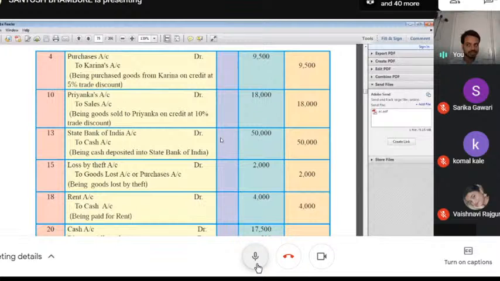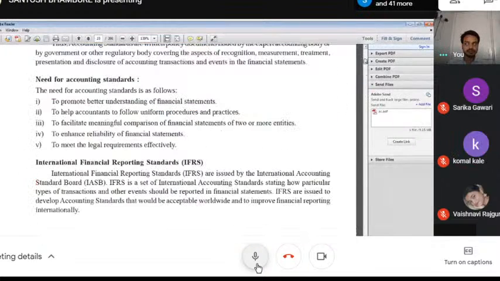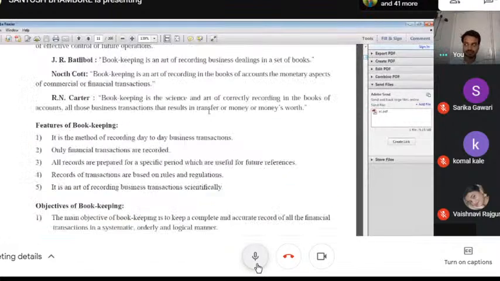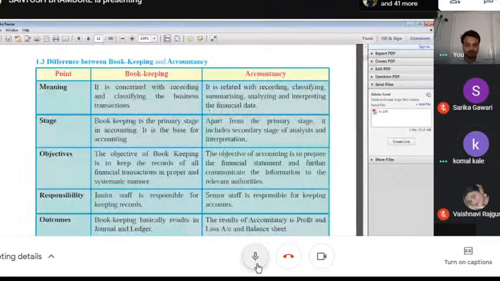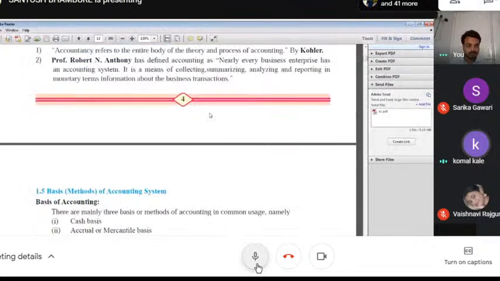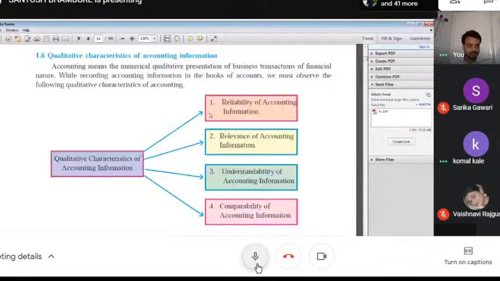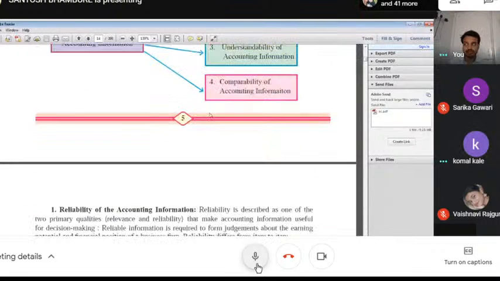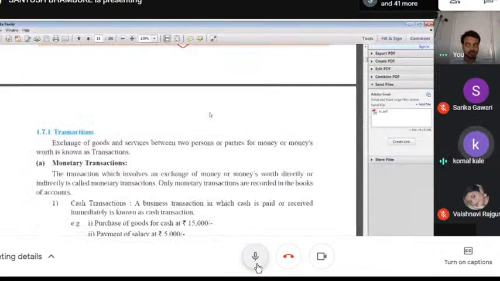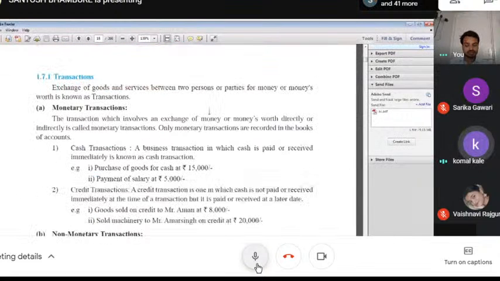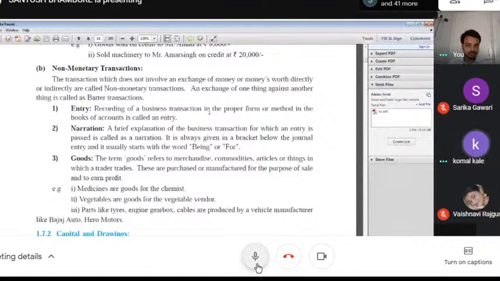Yes, Komal, my voice is coming. What is the narration? The business transaction of which an entry is passed is called narration. Nothing more. Who is going to explain the exact meaning of transaction?